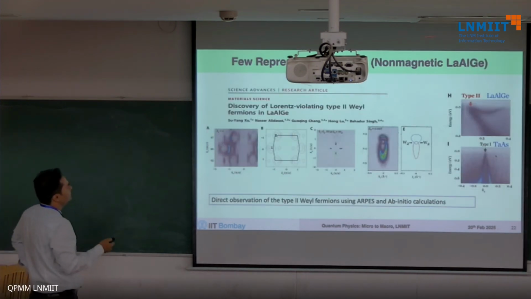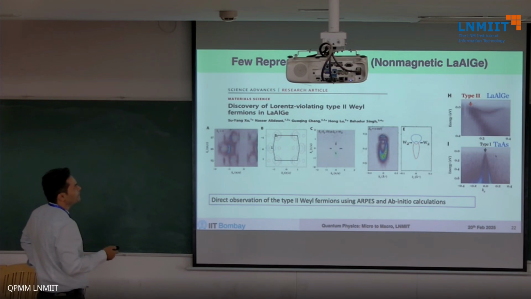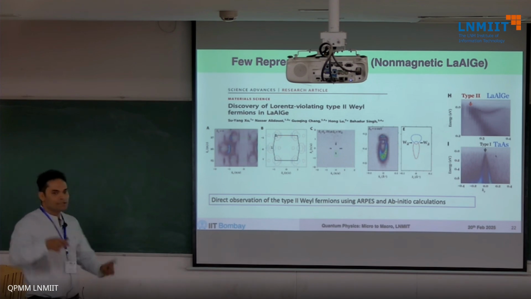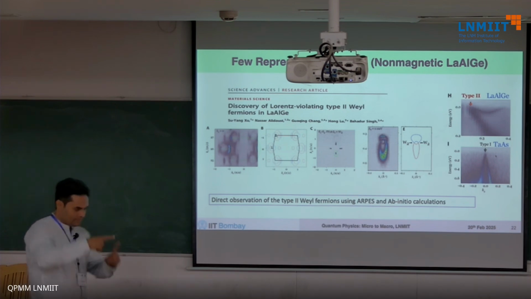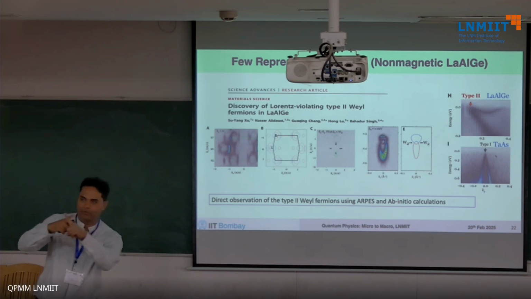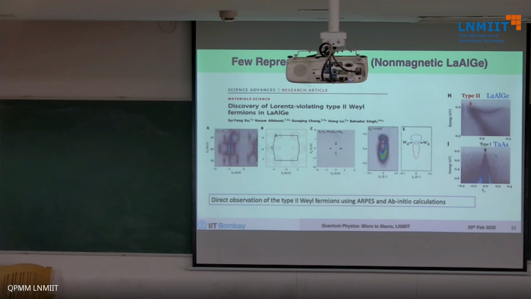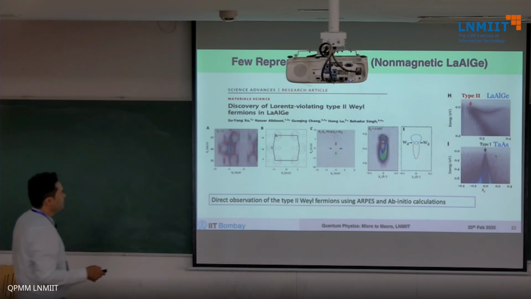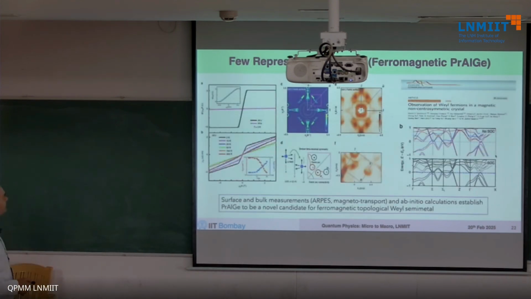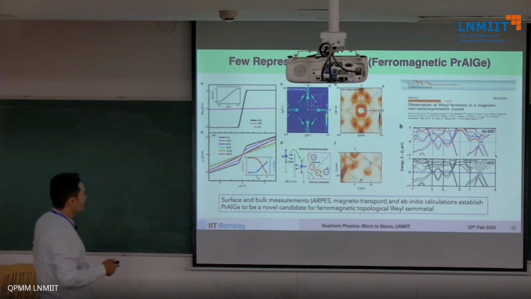So you can see that this is a kind of non-magnetic test case, lanthanum, aluminum, germanium. But because there is an inversion symmetry breaking, there is a Weyl kind of phase. You can see here, and this is basically a type 2 kind of Weyl. There can be two types of Weyl phase. One is if the crossings are absolutely linear, or if they are bent. So in this case, they have found a type 2 Weyl semimetal phase. They have also studied another example, praseodymium, aluminum, germanium, and they found it to be a ferromagnetic phase.